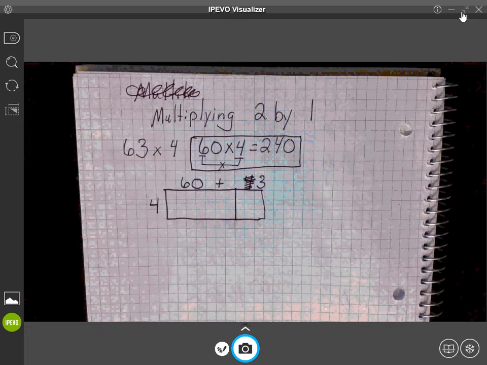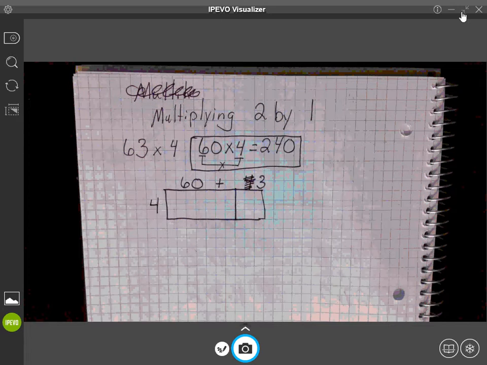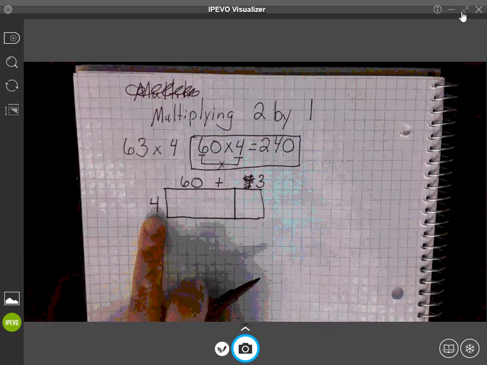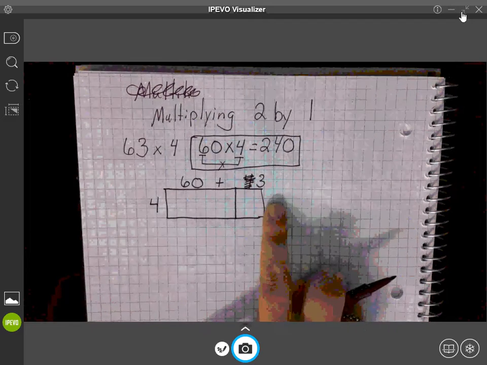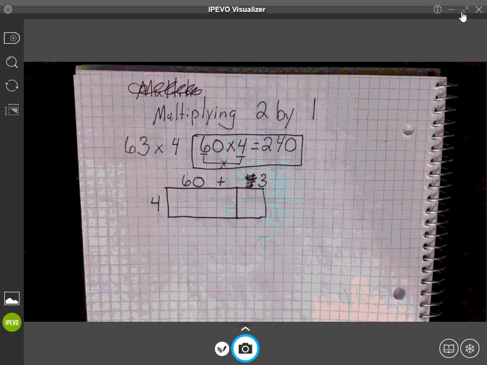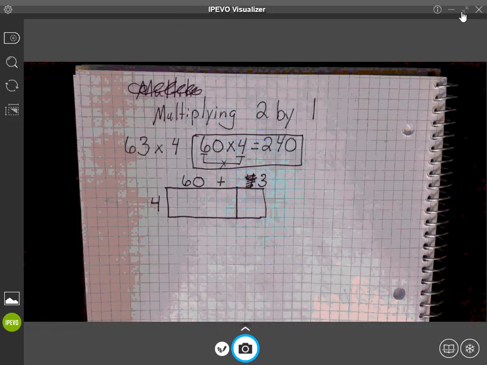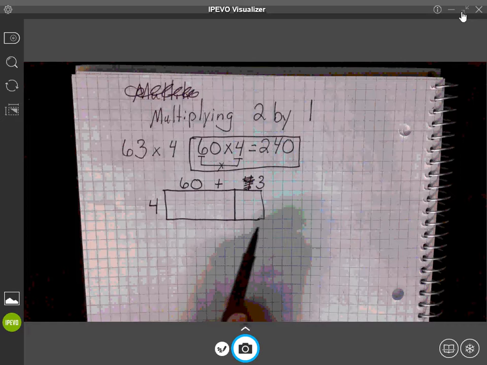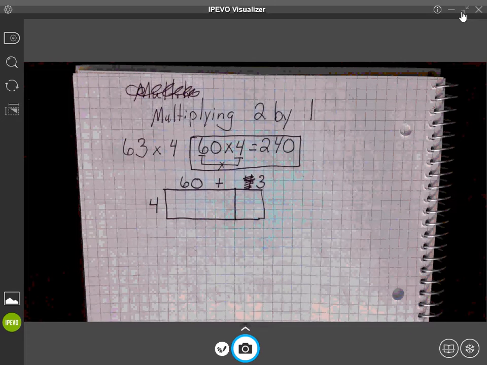Now, to be completely honest with you guys, the 4 can go on either side. It can go on this side, or it can go on the opposite side. It really doesn't matter, okay? But I always put it on the left-hand side because we read left to right. Like these numbers right here could technically be on the bottom. It doesn't really matter, okay? But I always put it across the top because it's easier to read.